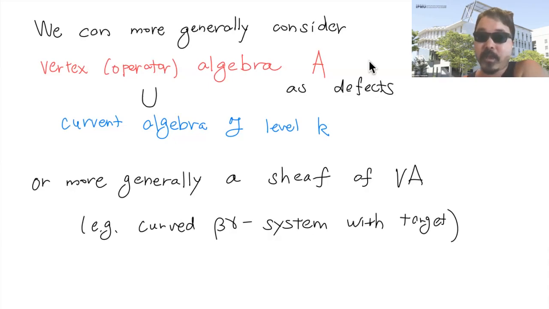So we can more abstractly discuss the vertex algebra as a defect. And there are certainly many examples of that. Well, of course, we have to assume something in order to couple it to 4D Chern-Simons. And previously, the assumption was that there is a global symmetry G, where G is the gauge group of 4D Chern-Simons.